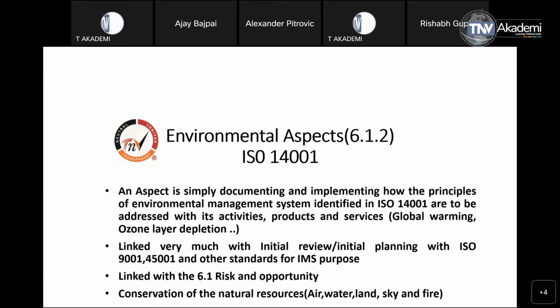Depending upon which sector they are operating in, what are their products and processes, they go for one or more standards for certification. So when we conduct this initial review and planning, the aspect is linked to other standards also. We cannot just say we are doing an aspect identification or analysis and other standards will not be linked to it. Many of the activities we know in the standard, the clauses, the departments, the functions are all interrelated.